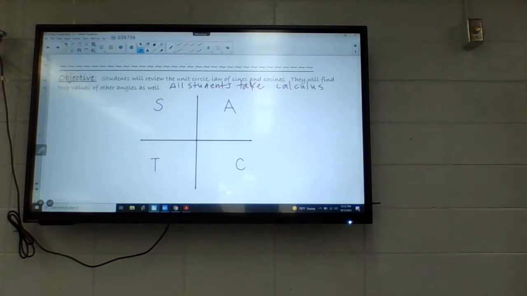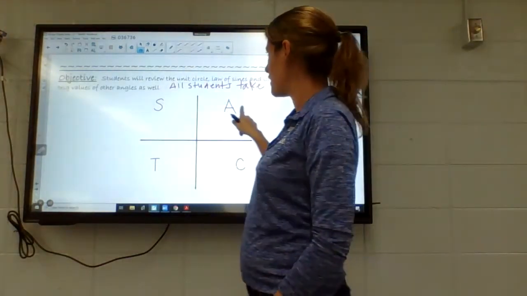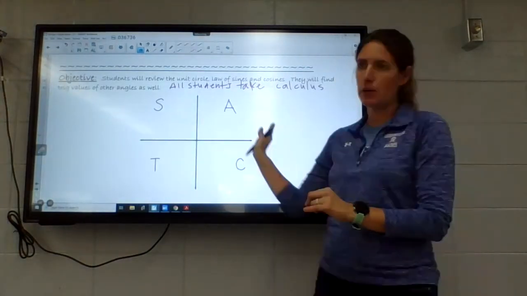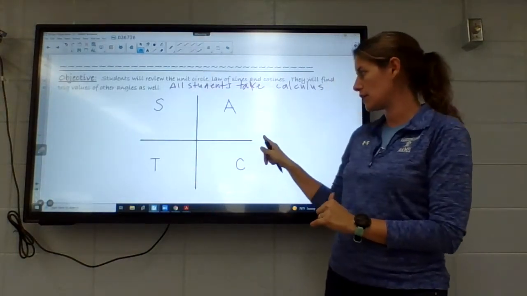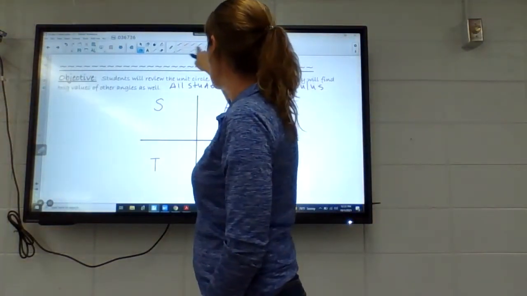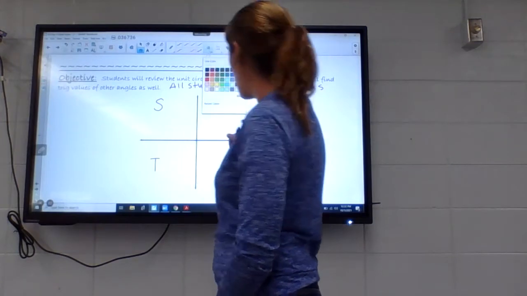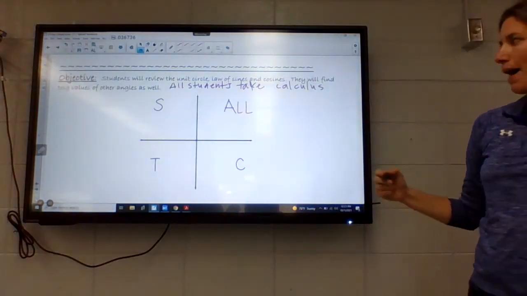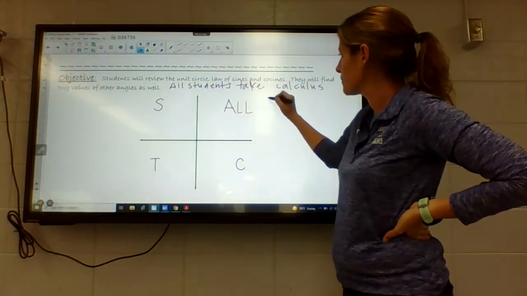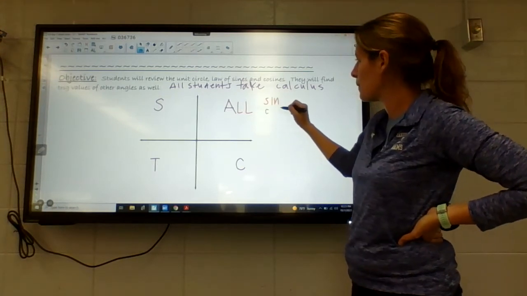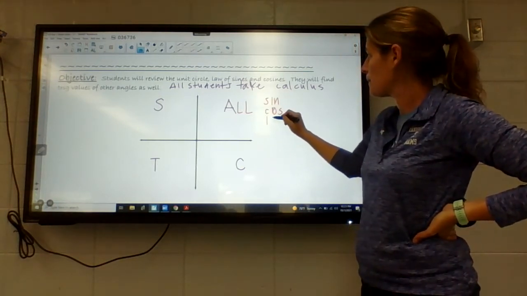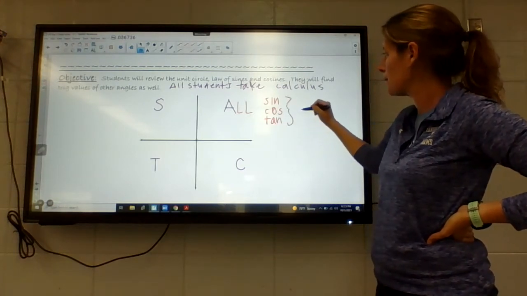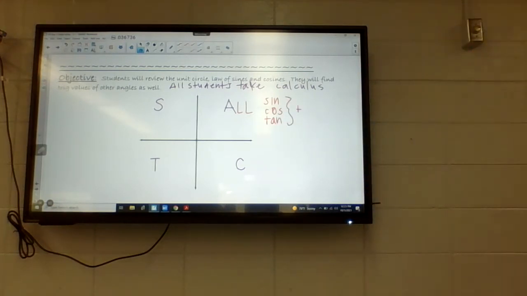of those quadrants. So in this first one, and the way we do this, all students take calculus, we do it the same way we do our circle, where we go counterclockwise starting from 0. So the first one is obviously A, so that's all. It actually stands for the same thing. So that means all trig functions are positive here. So in that quadrant, all the trig functions are positive, and this isn't going to seem all that groundbreaking until we need it for something else.